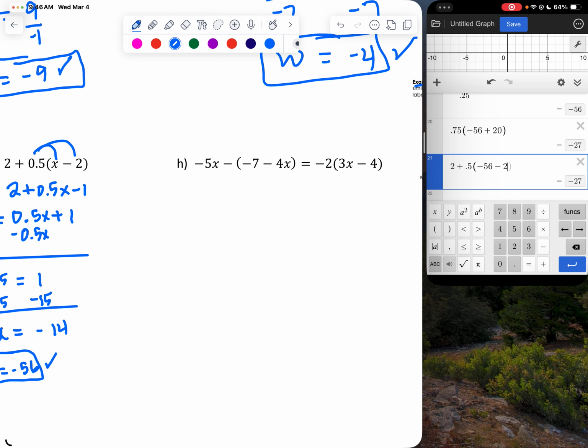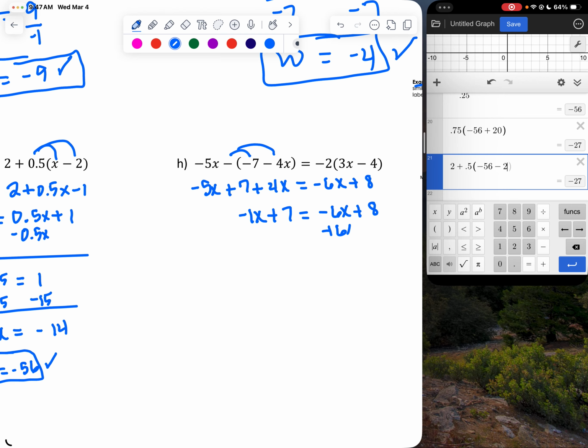All right, welcome back. So in step 1 on problem H, I brought down the negative 5x. Then I multiplied everything in my parenthesis by negative 1. So negative 1 times negative 7 was positive 7. And negative 1 times negative 4x was positive 4x. On the other side, I had negative 6x plus 8. Then I combined like terms on the left side. So negative 5x plus 4x was negative 1x plus 7 was equal to negative 6x plus 8.